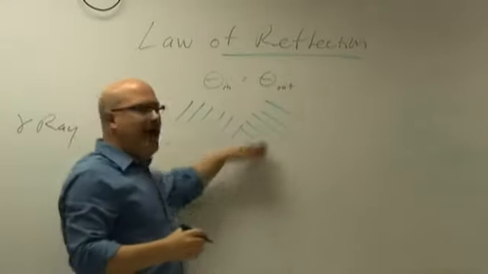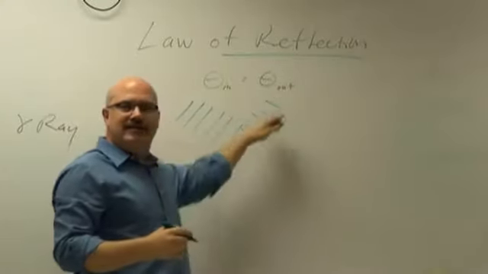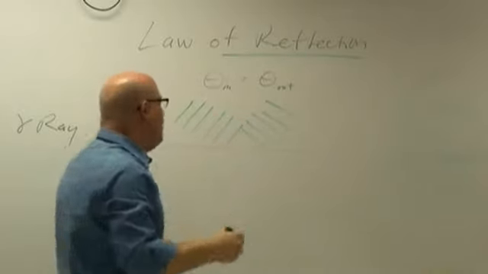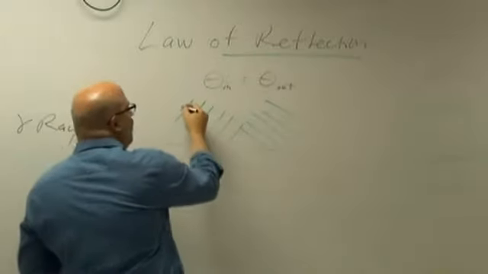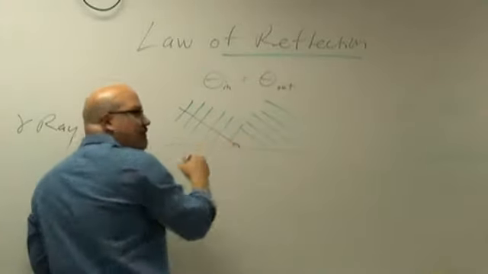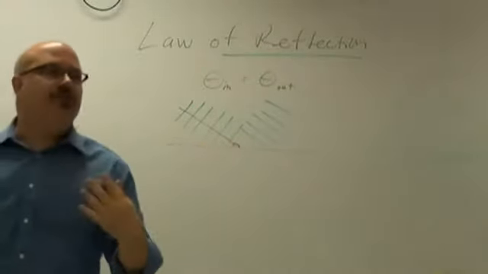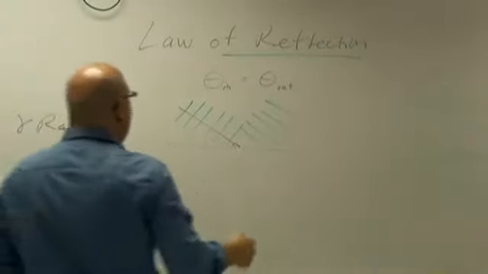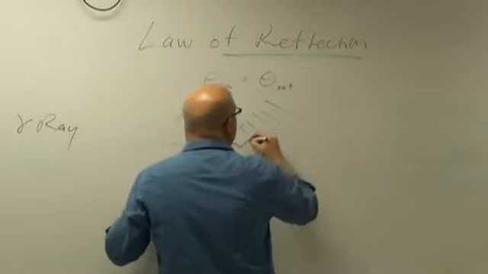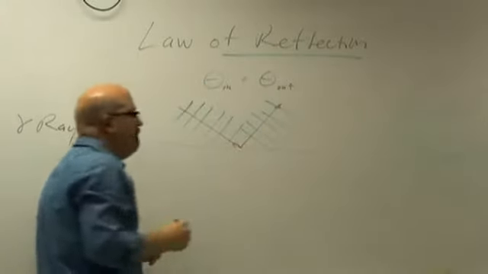Drawing wave fronts is a little challenging to see what's going on, so there's another way to draw this same picture, with what are called rays. Rays are just an arrow, a vector, showing you the direction that the wave is traveling. The wave travels this way, it hits, and then the wave travels out that way.